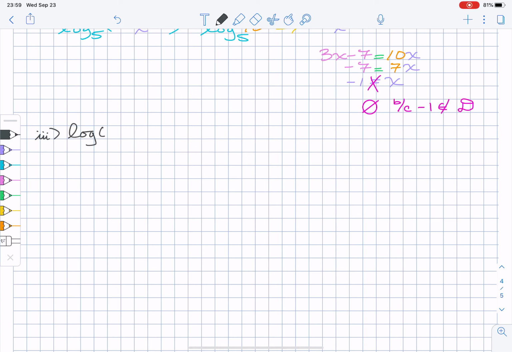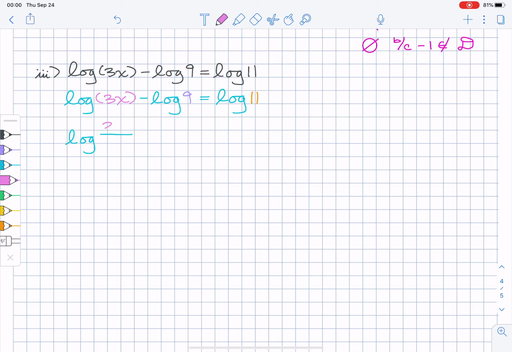Okay. So on the left-hand side, I can use the quotient rule again. So this will be log of the quotient, 3x, because that's a positive term, over 9. We'll set that equal to log of 11. And I can reduce, because 3 goes into 9, of course, 3 times. So this becomes log of the quotient x over 3 is equal to log of 11.